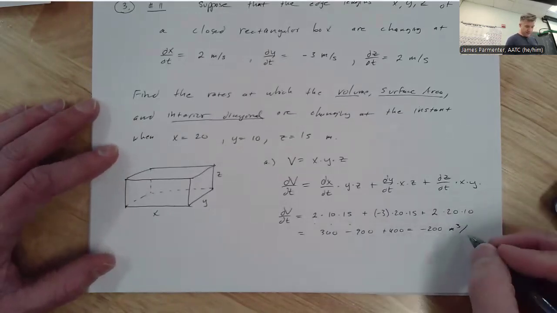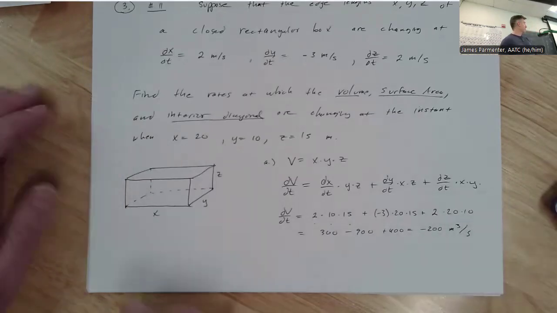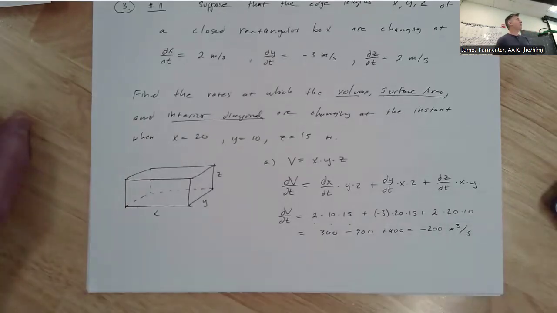That's a pretty fast volume change. So we're losing a lot of volume every second. I take it back. We're losing that much volume per second at that moment, right? Because at different moments, there's a different rate of change. So at the moment where x, y, and z are equal to 20, 10, and 15, the volume is decreasing at a rate of 200 cubic meters per second. A lot of volume.